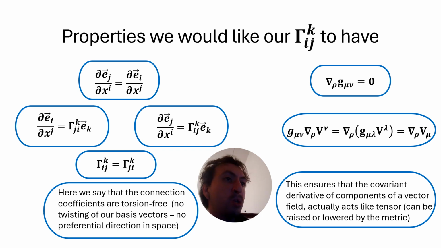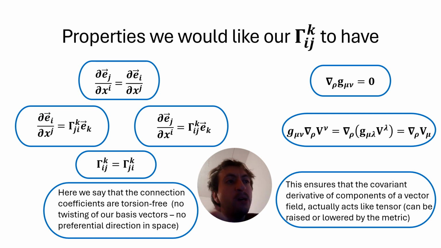But we call this metric compatibility because it's essentially saying the metric is acting on our covariant derivative as if the covariant derivative is a tensor. And that ties up the metric with the covariant derivative.